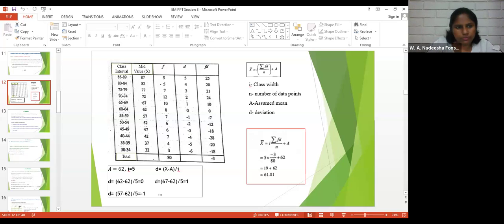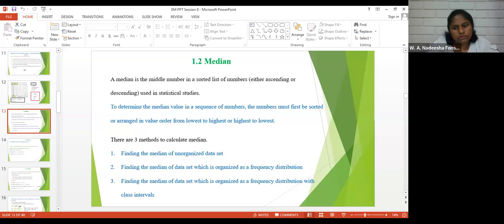So that is a very good trend actually. If you don't have any questions, we can move on to the median. The median is the mid value.